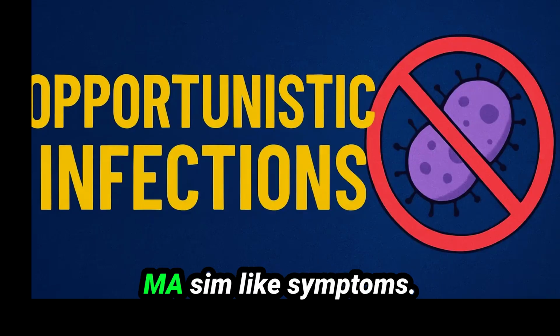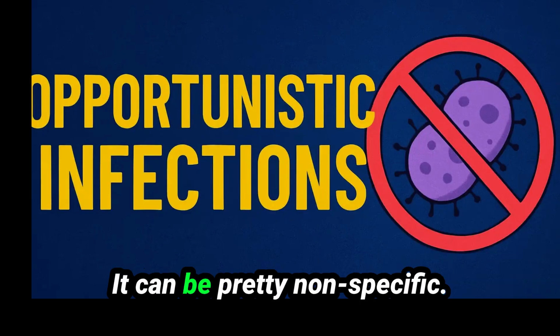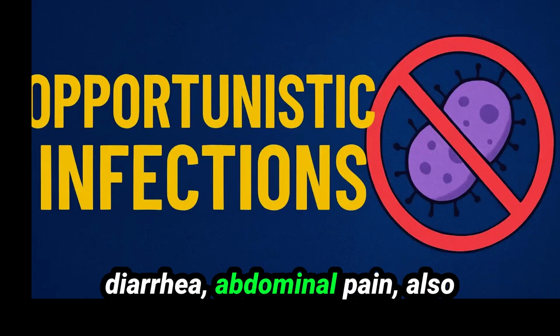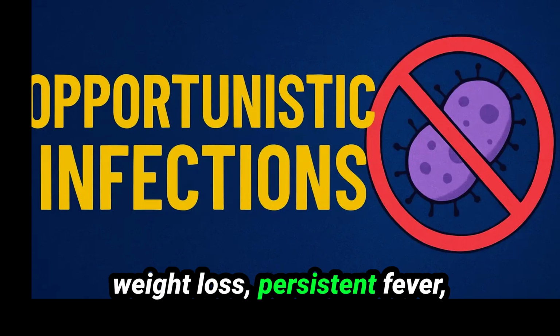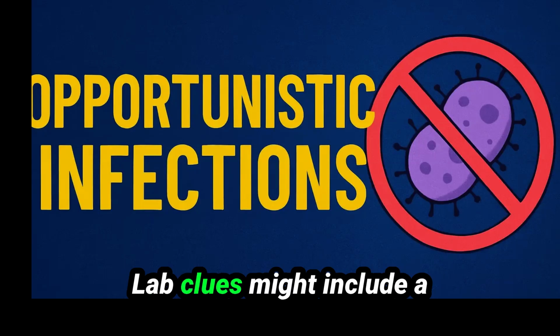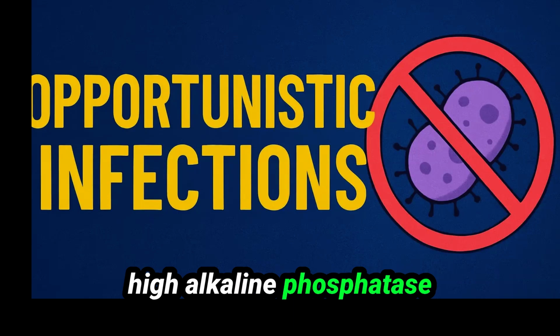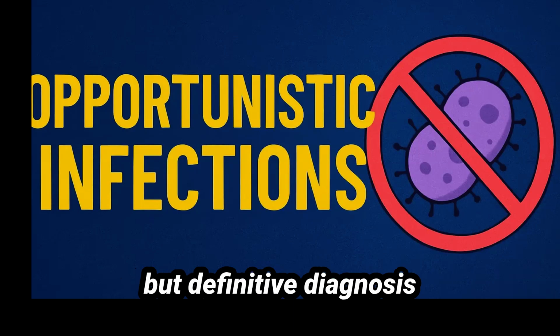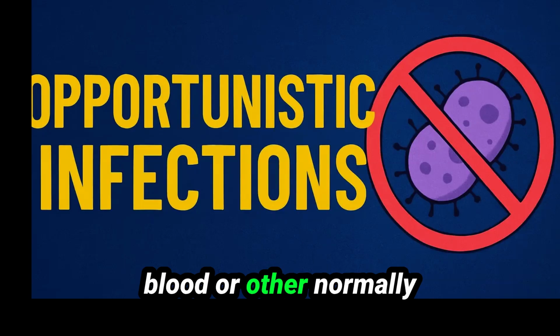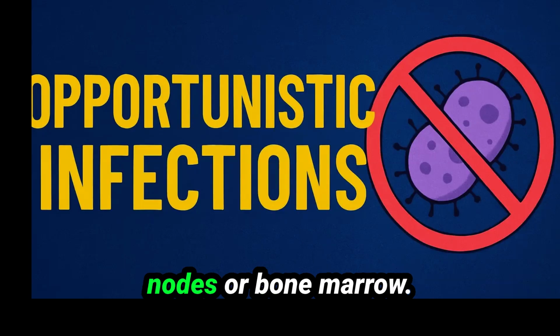What does disseminated MAC look like, symptoms? Can be pretty nonspecific again. Often GI symptoms like diarrhea, abdominal pain, also weight loss, persistent fever, night sweats, fatigue, anemia. Lab clues might include a high alkaline phosphatase level or worsening anemia, but definitive diagnosis relies on culturing MAC from blood or other normally sterile sites like lymph nodes or bone marrow.